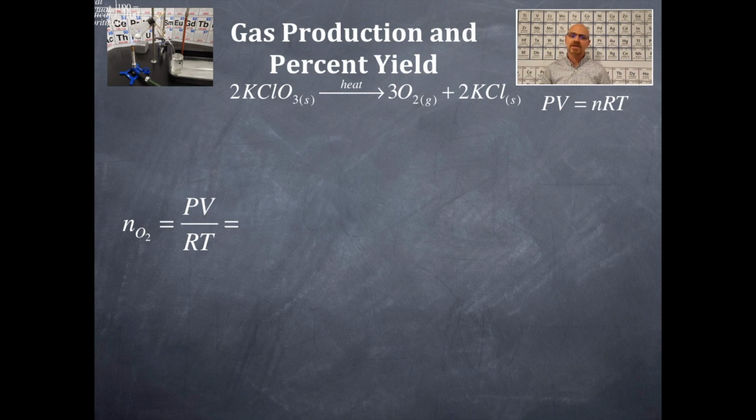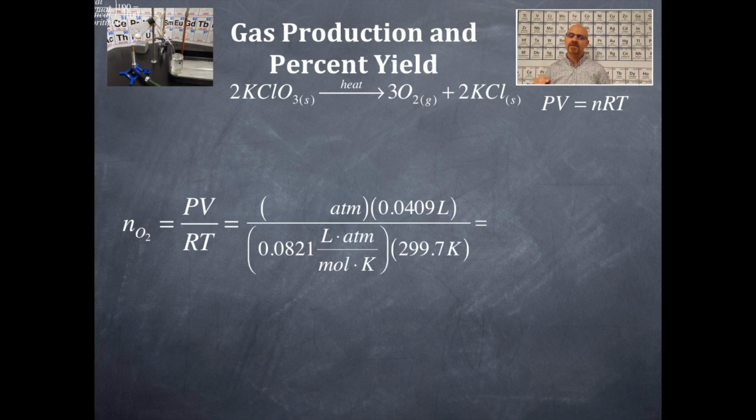So I'm going to plug in the values which I know. I have the volume, which was given, that is the collected volume of the gas. I have the gas constant, that is a constant, and I have the temperature, and I converted that from degrees Celsius into Kelvin. I'm assuming you can do that by now. Now the thing that I'm missing here is the pressure.